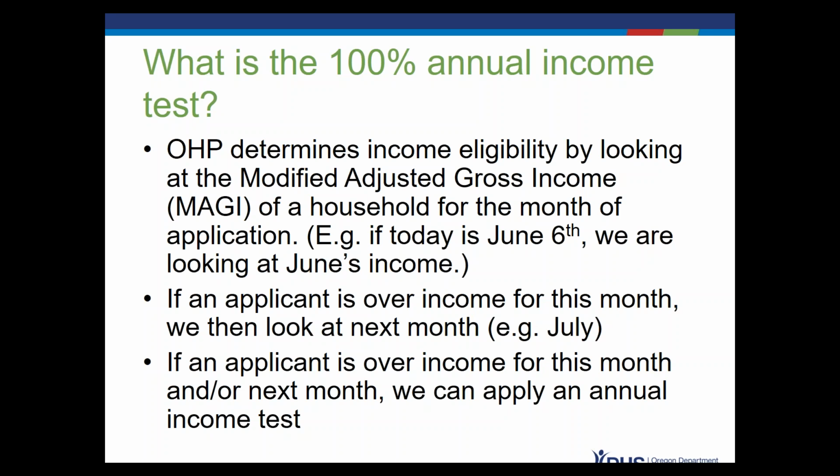We also look at the next month to see if someone is not eligible this month, maybe they may be about to become eligible, and that'll then potentially start benefits next month. So if today is June 6th, we would also be looking into July's income and projected income. What the annual income test does is it's a way for people who are ineligible either by this month or next month to potentially be found eligible based on their annual income.